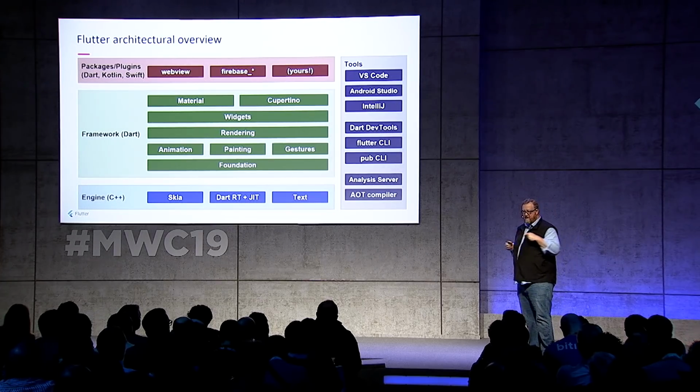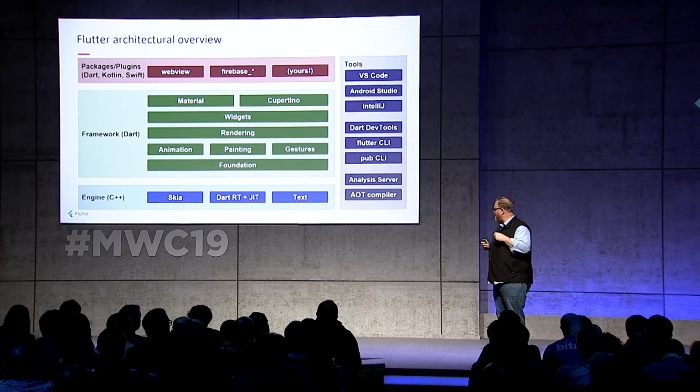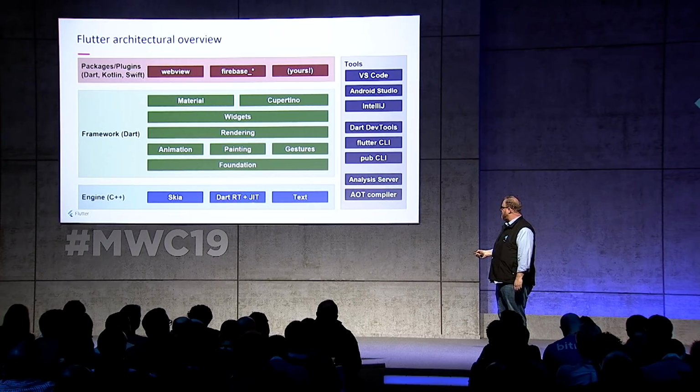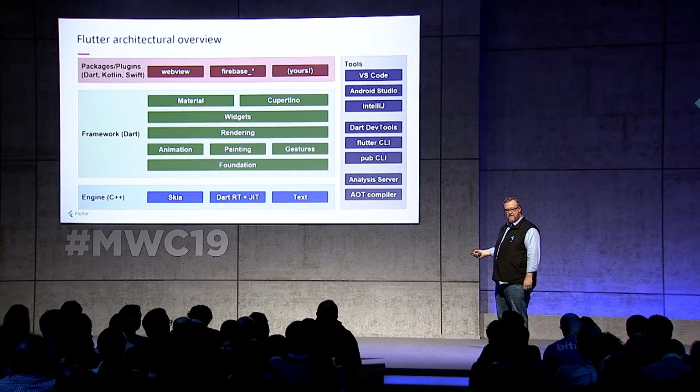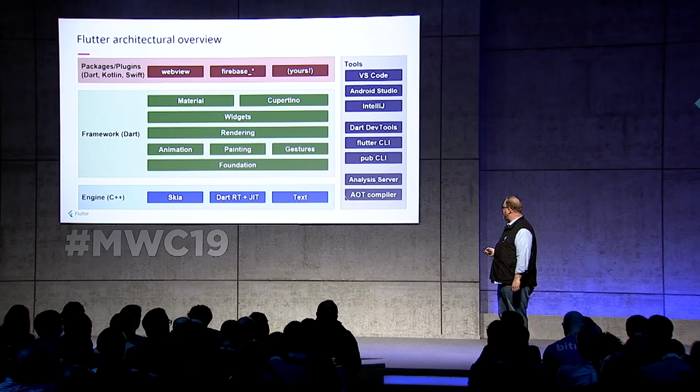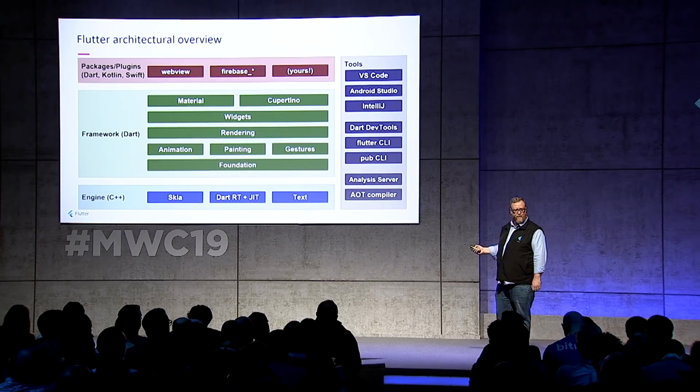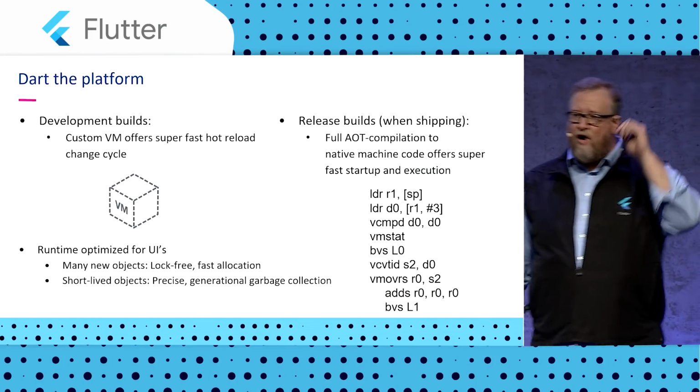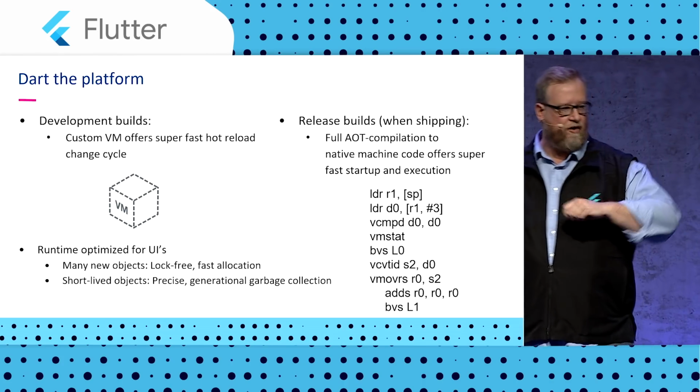And then we also have an ahead-of-time compiler. And you might be wondering, what possible use could we have for a just-in-time compiler and an ahead-of-time compiler? Why do we have both? We have both so that we get the best of both worlds.